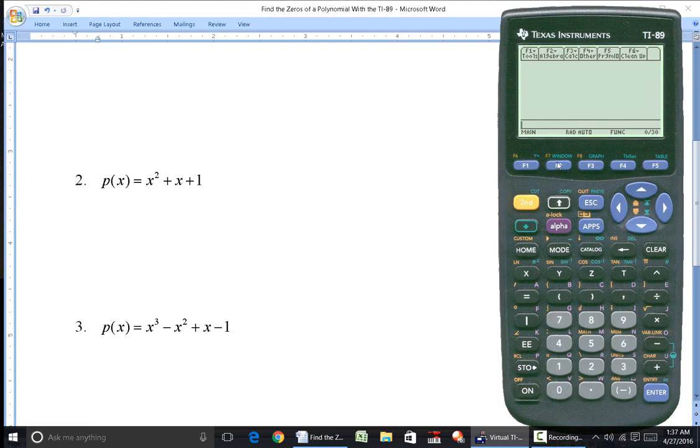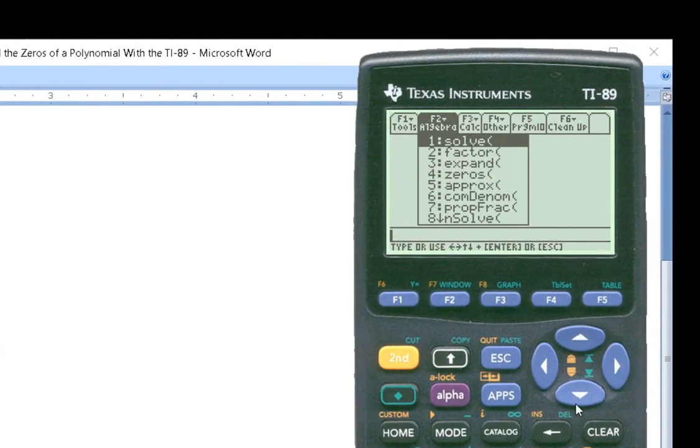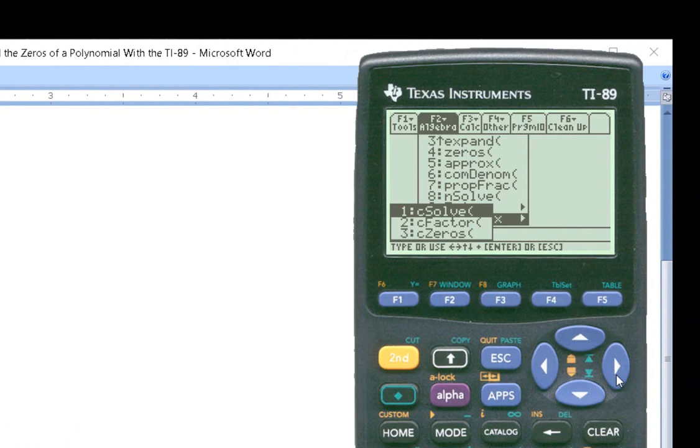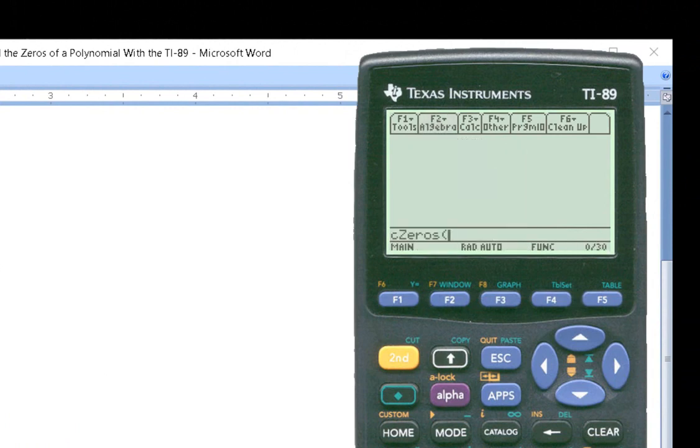So go F2 again. Complex, and over, and then I want number 3, hit 3, and then I enter this polynomial, x to the third minus x to the second plus x minus 1, and then define the variable, so comma x close parentheses, and then I go up here, the arrow key, so I can get the whole solution here.